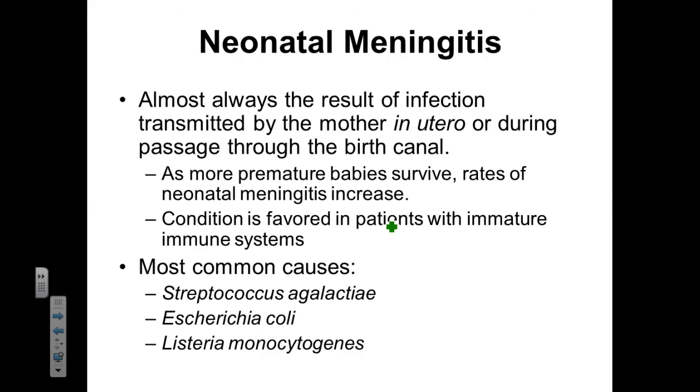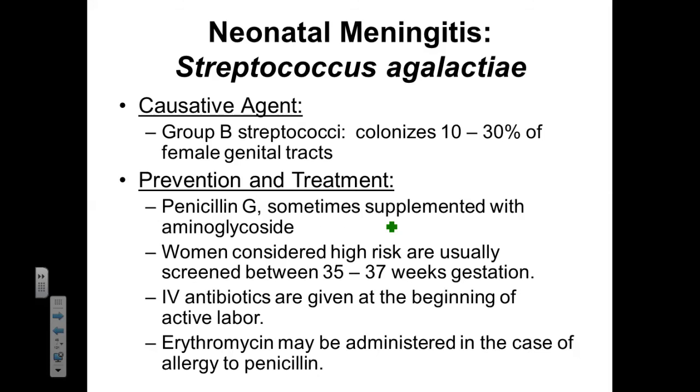In most cases, it's going to be linked to Streptococcus agalactiae, E. coli, Escherichia coli, or Listeria monocytogenes. If this form of neonatal meningitis is caused by Streptococcus agalactiae, we'll find that it's a group B streptococci. It's capable of colonizing 10 to 30% of female genital tracts. So it's fairly common within the vaginal canal itself.